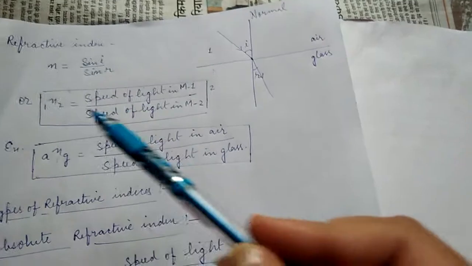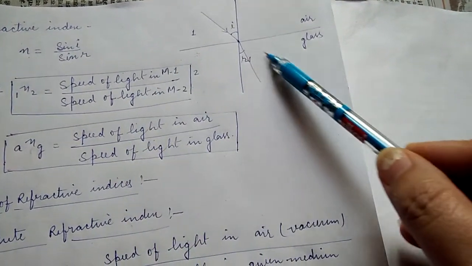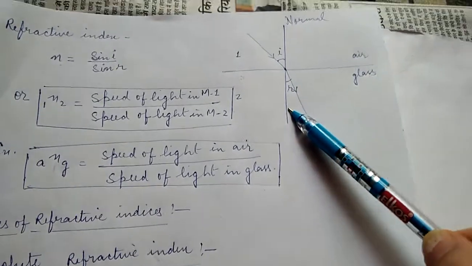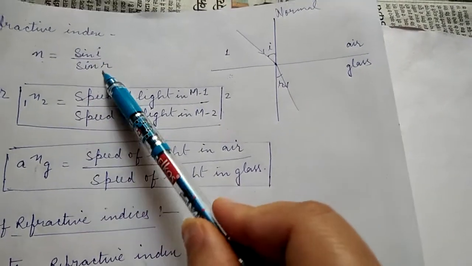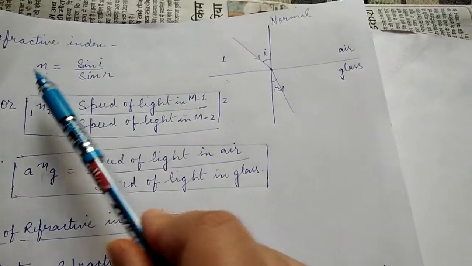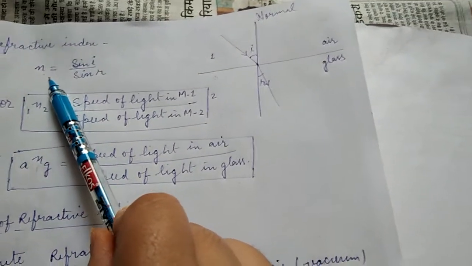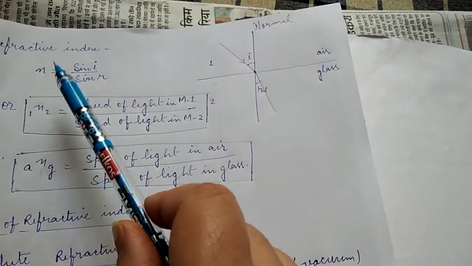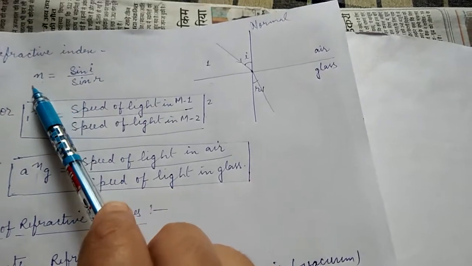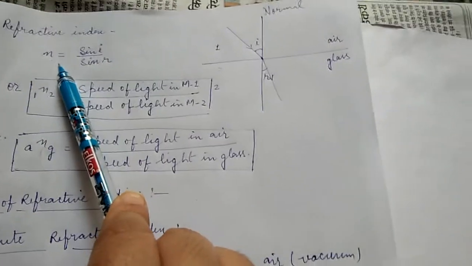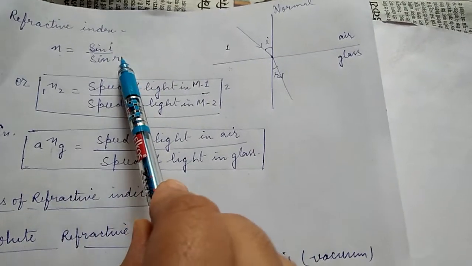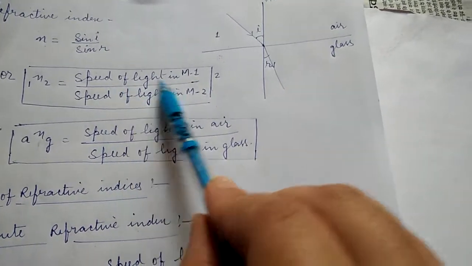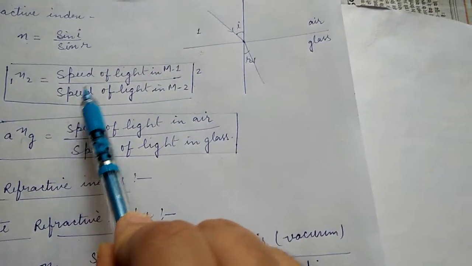Okay, so this refractive index tells us how much the light ray will bend when it is changing its medium of propagation, and that can be represented by the ratio of sin i to sin r. Here it is represented by n, and sometimes it is represented by mu also, but for your standard it is represented by small n. So here small n is equal to sin i upon sin r, which is also equal to the ratio of speed of light in medium 1 to the speed of light in medium 2.